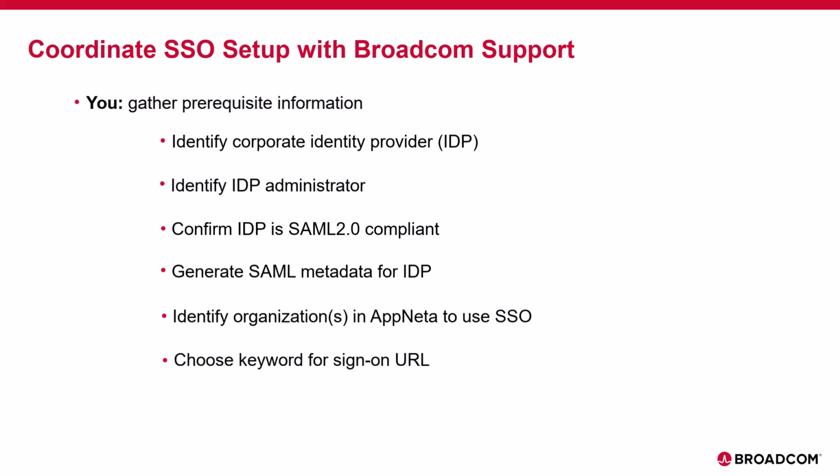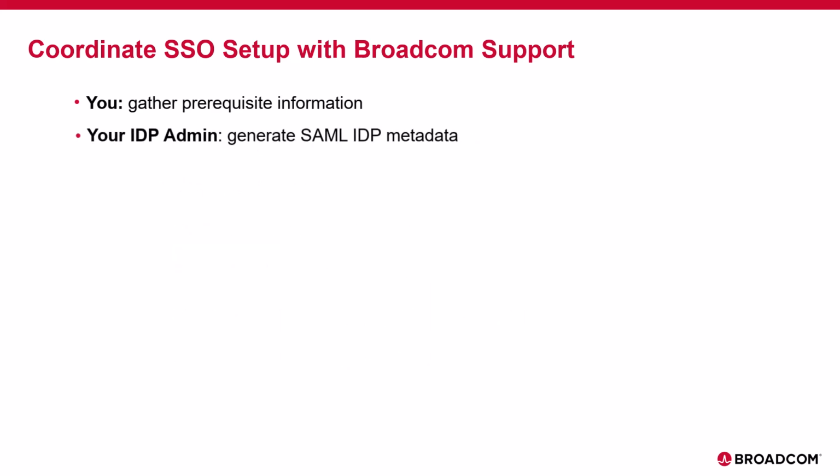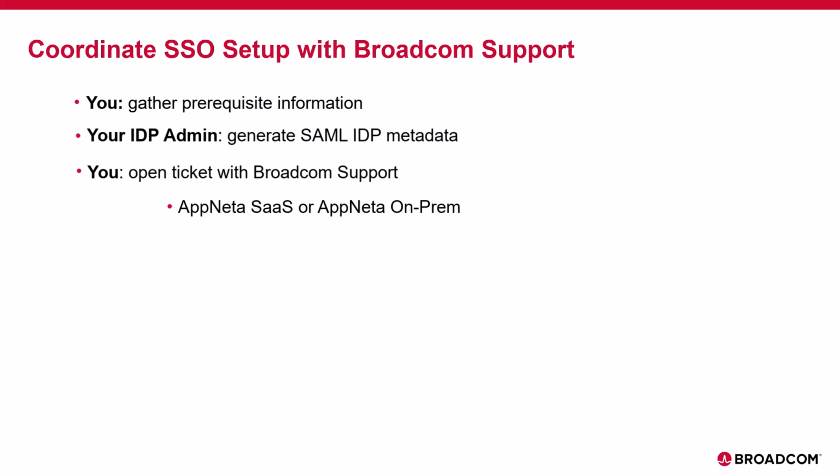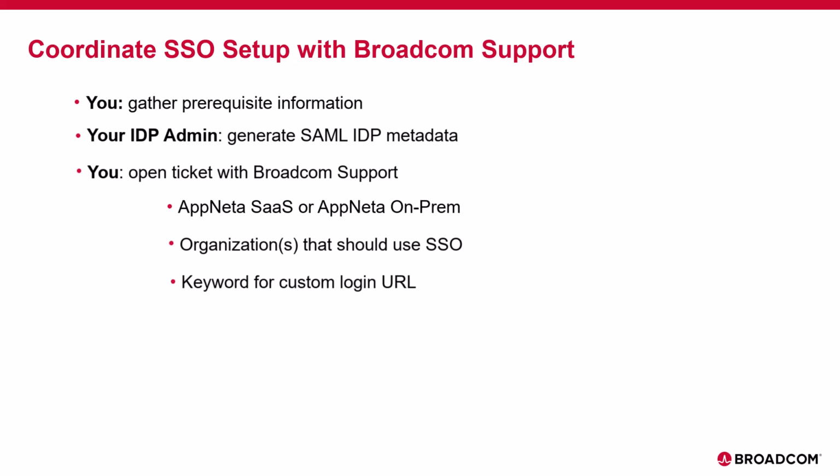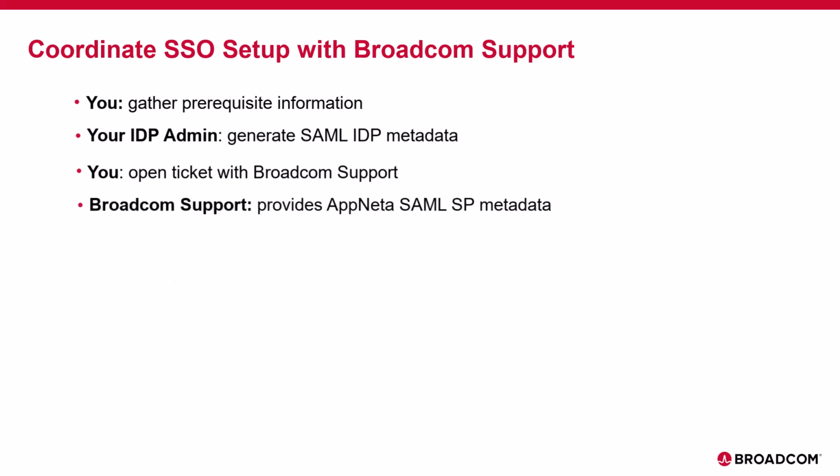Then, once you have gathered the necessary information, and your IDP admin has provided the SAML IDP metadata, open a ticket with Broadcom support and include whether you use AppNeta SaaS or AppNeta on-prem, which organizations should be configured to use single sign-on, the keyword you chose for your custom login URL, and the SAML metadata file for your identity provider. Broadcom will provide the AppNeta SAML SP metadata file to register AppNeta as a service provider.